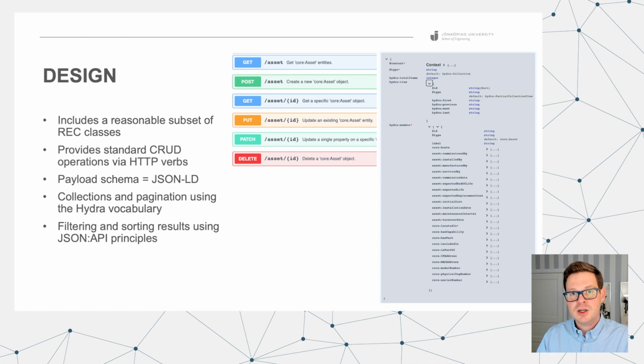When we do collections of items and pagination across collections, we use something called the Hydra vocabulary, and it's fairly straightforward, so no surprise there. And for filtering of queries and the sorting of results and so forth, we use JSON API principles. Again, there's nothing rocket science about that. It's fairly established. So this API allows you to build clients that operate on top of a system that expresses data using RealEstateCore, using techniques that would be familiar to most web developers.